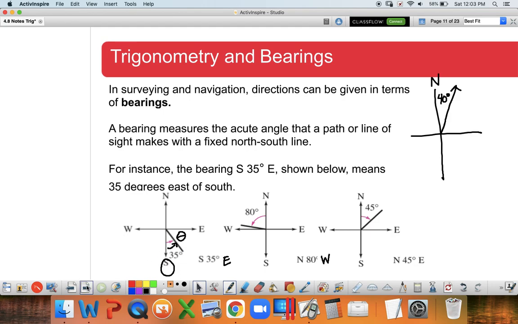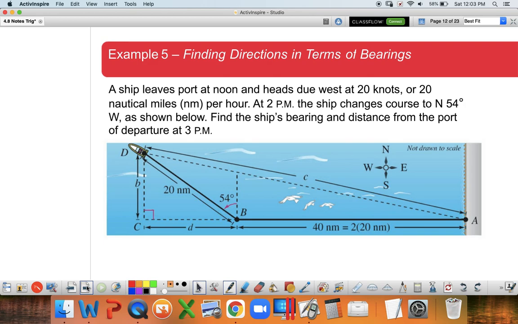So now that we have a little bit of an understanding about bearings, let's go ahead and look at a problem to solve. And again, I really like that your book gives you a lot of pictures to help sort through this information and see a diagram of it. So a ship leaves a port at noon and heads due west at 20 knots, or 20 nautical miles per hour. So the way that they measure speed on the water is slightly different than the way we do it, say, in a car.